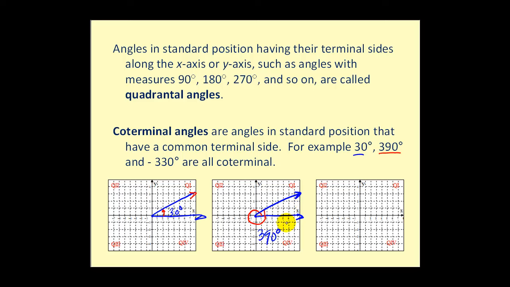And lastly, negative 330 degrees would start here and then go clockwise 330 degrees, which again would be 30 degrees shy of one complete revolution clockwise. And again, the terminal side of the angle ends up in the same position for all three of these. Therefore, they are called coterminal angles.